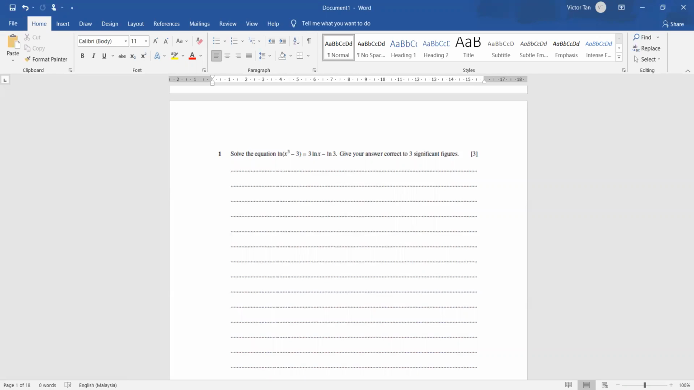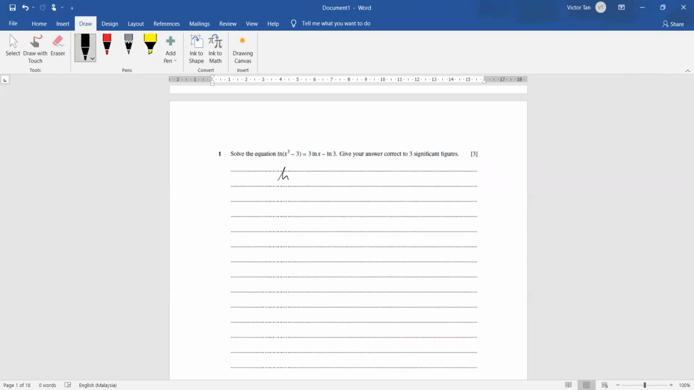So you're going to put both sides of the equation in one ln term only. Okay, so this 3 ln x minus ln 3 is ln of x cubed over 3. This 3, you move it up over x. So x cubed minus 3 equals x cubed over 3.